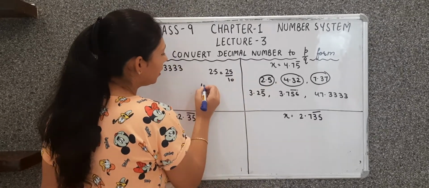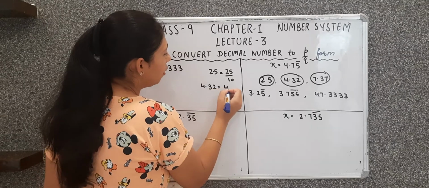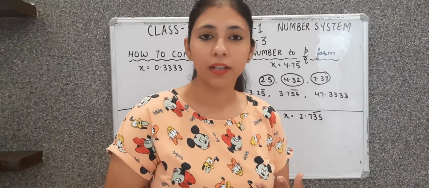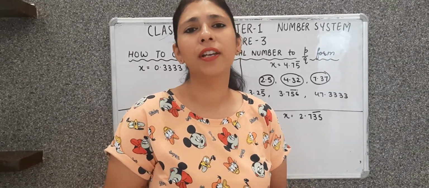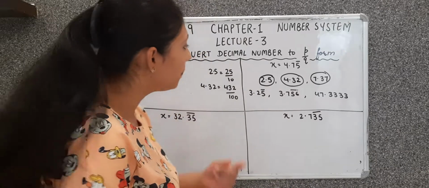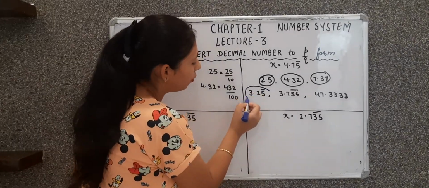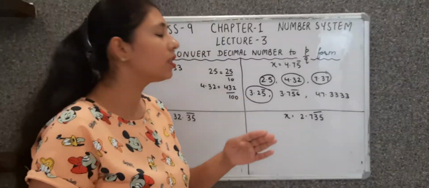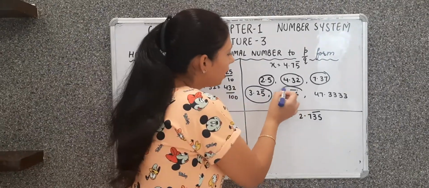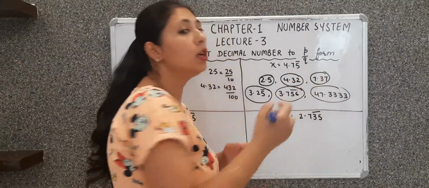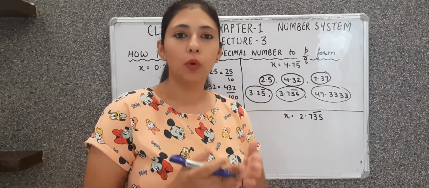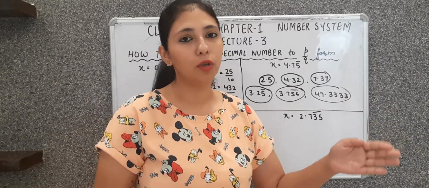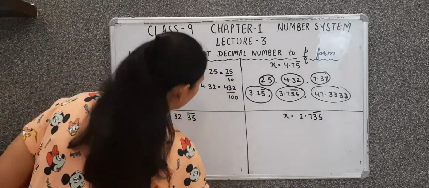If I take 4.32, it's also simple. It is 432 divided by 100. So if the rational number is terminating, then it's very easy to convert it into p by q form. But the difficulty comes when the rational number is non-terminating repeating, like this form or this form. So how will we convert a rational number which is non-terminating repeating into p by q form? That's our topic today.